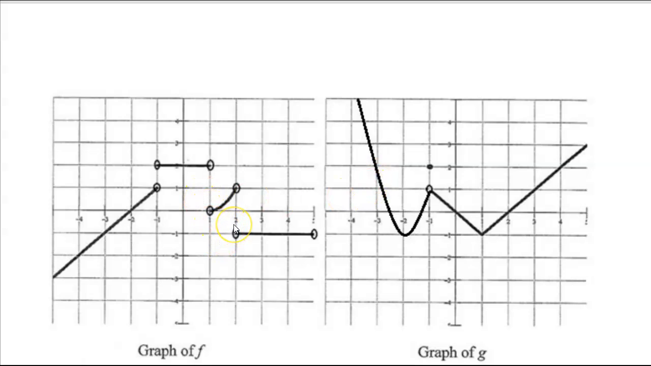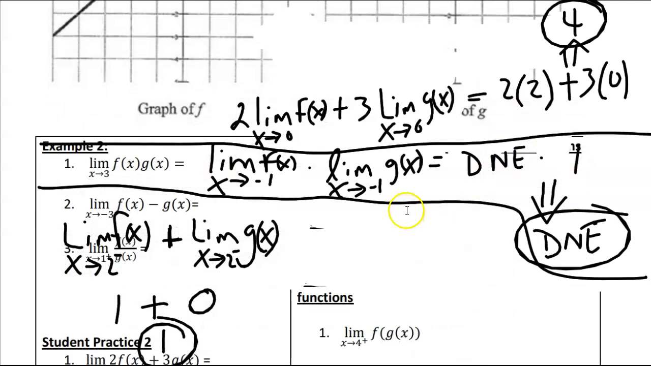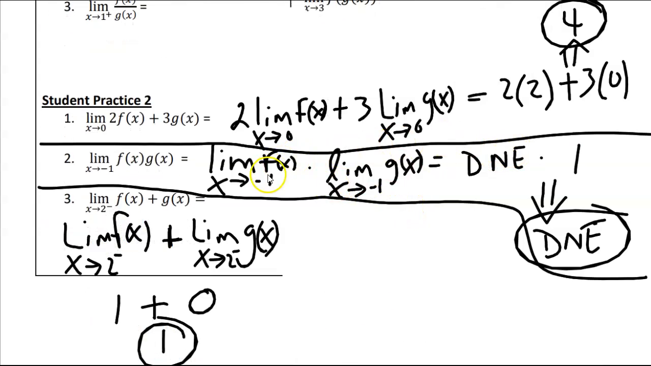For number 2, if we're approaching -1, which is right here, well, the limit doesn't exist because from the left and from the right are different. So the limit doesn't exist for f. So since the limit of f doesn't exist, even though the limit of g is 1, you can't multiply 1 by something that doesn't exist. So your final answer doesn't exist. So there you go. So if you ever have a DNE as part of one of the pieces there, then the whole thing doesn't exist.